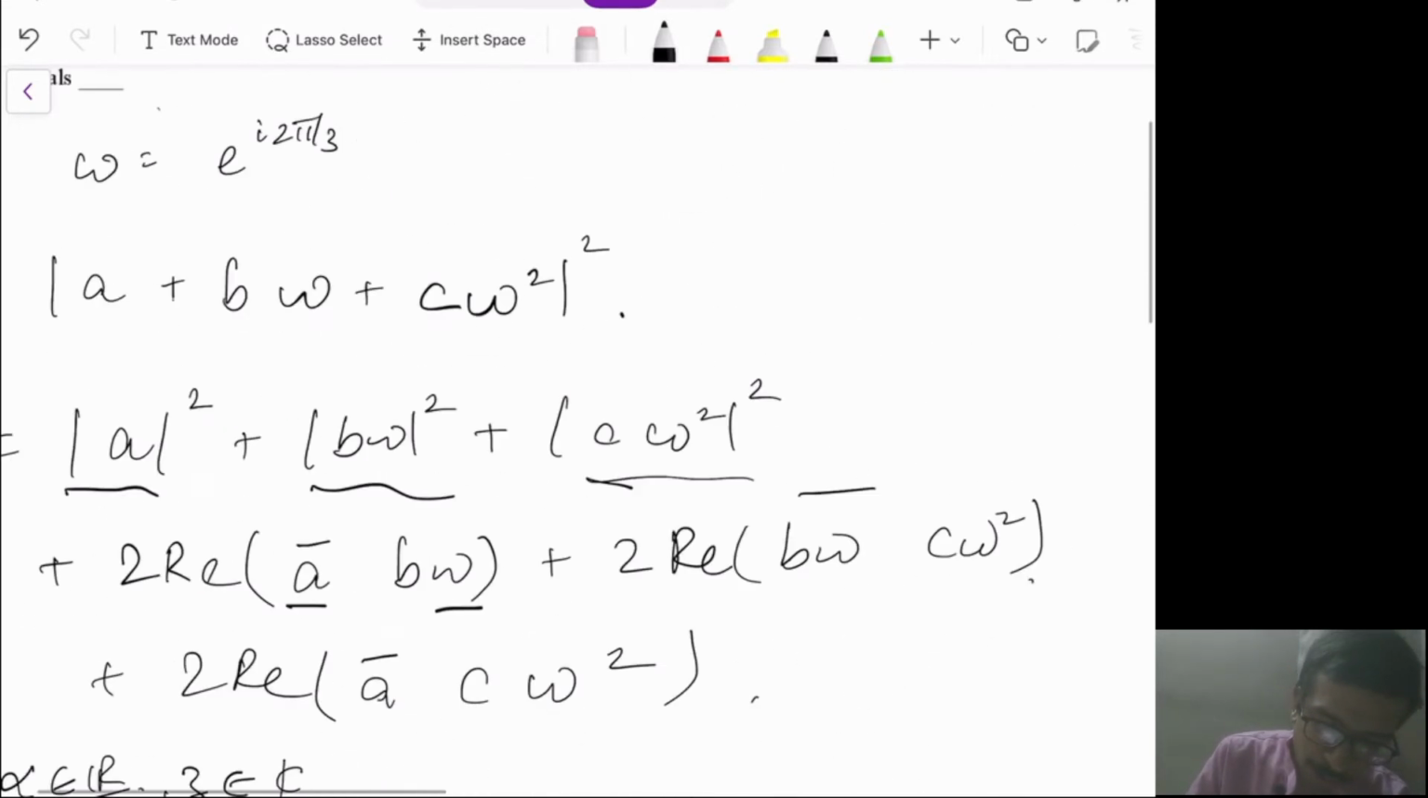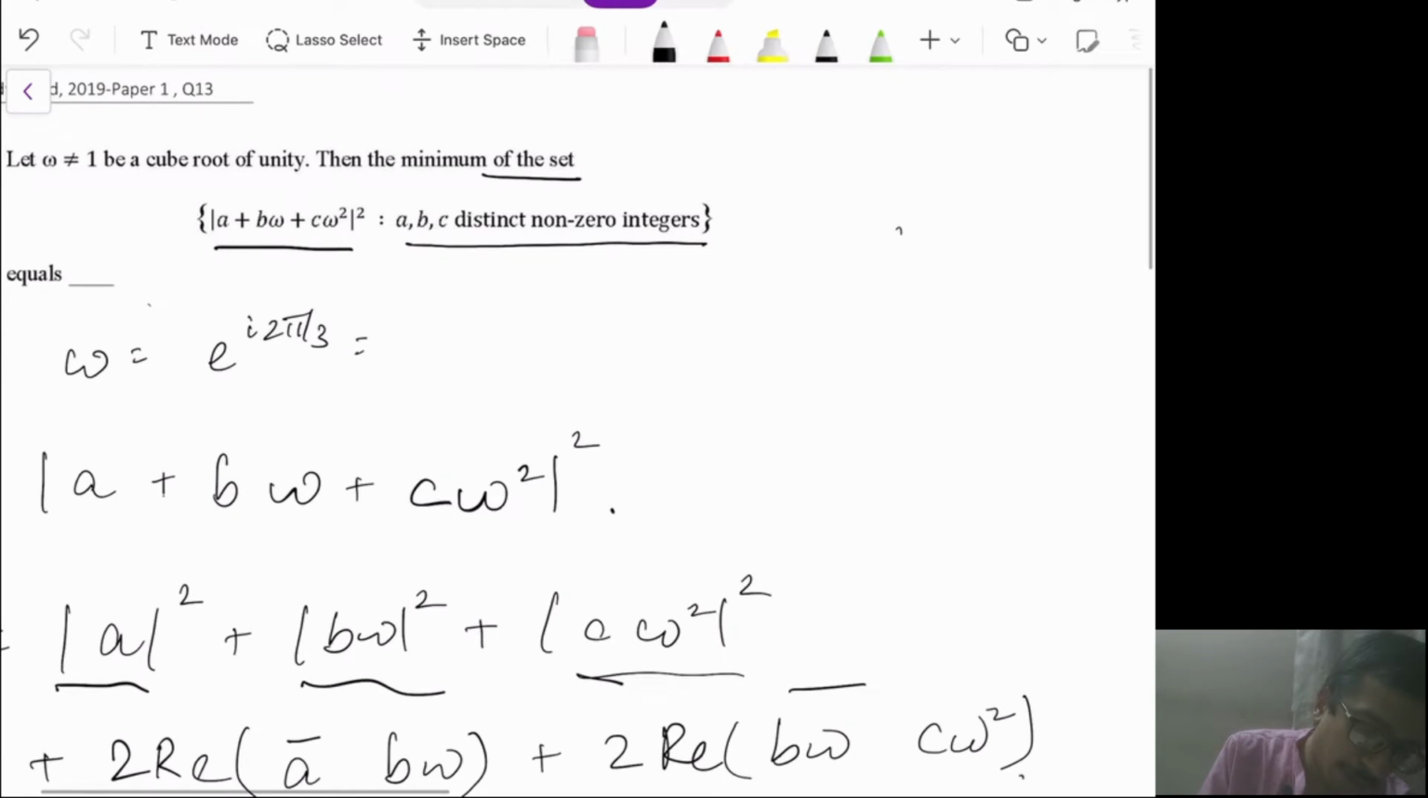So now let's see what is the real part of omega. If we expand it out, it is going to be cos of 2 pi by 3 plus iota sine 2 pi by 3. Right? So it lies somewhere here.